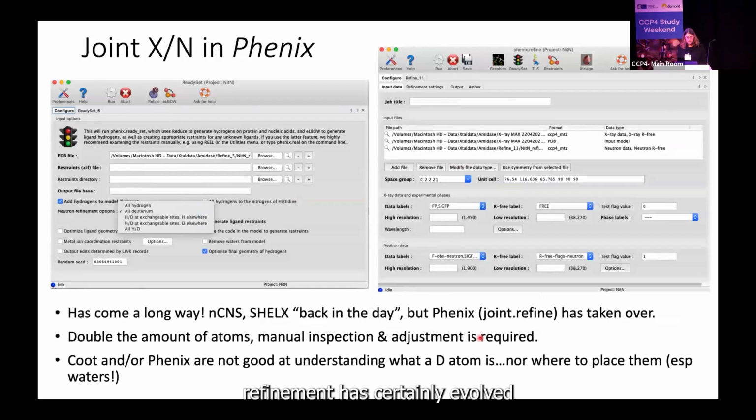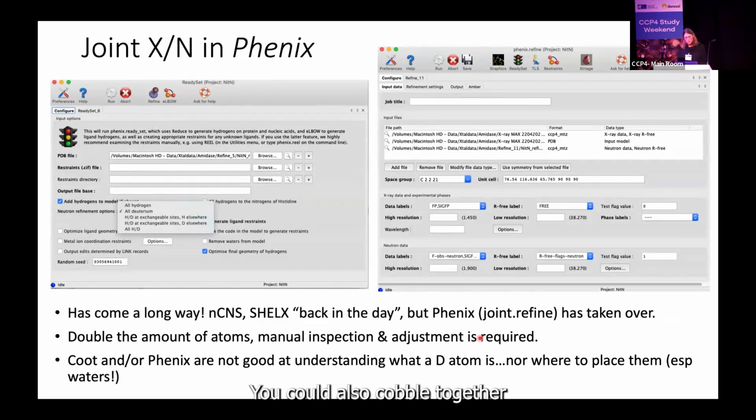Data refinement has certainly evolved since I was a postdoc. When I was at Los Alamos, we had an in-house version of a neutron plug-in for CNS that was incredibly powerful and stable, but it is not maintained anymore. So there are still a few copies floating out there, but it is not generally widely available.